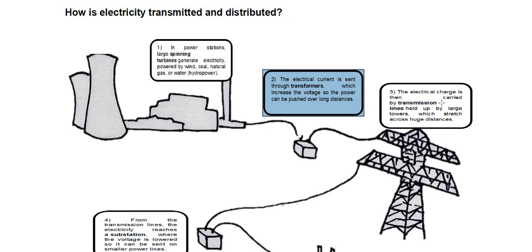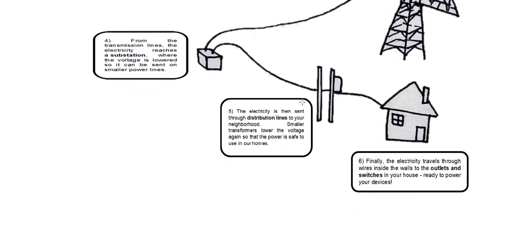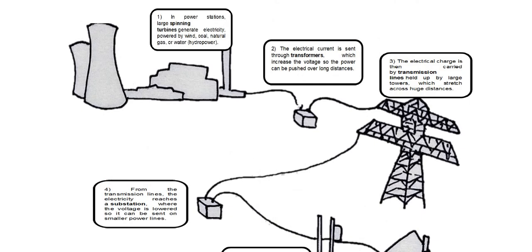Okay, so next naman is yung electrical charge is then carried by transmission lines held up by large towers. So from the transformer, maika-carry na yon, maipupush na yon through transmission lines. So pwede na siya magbiyahe. And then from the transmission lines, the electricity reaches a substation. So it is a station that is far from the main generation station.